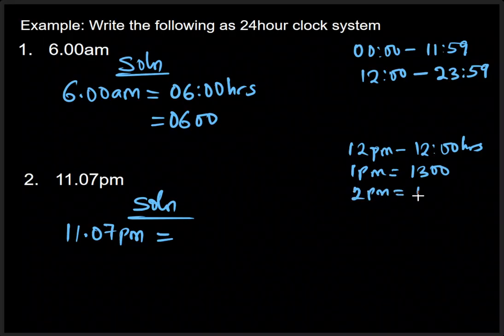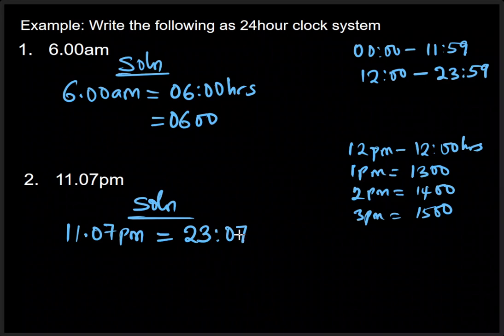Then 2 p.m. will give you 14:00, and then 3 p.m. will give you 15:00, and then you continue like that. So if you continue like that, 11 p.m. will be giving us 23, and then 07 here, of course, will still maintain 07 because it must carry two digits. So 23:07 hours, which can also be written as 23:07. So this is how we change from 12-hour clock to 24-hour clock.